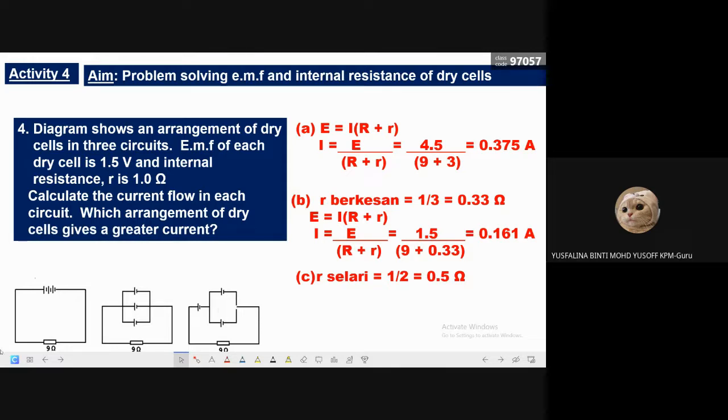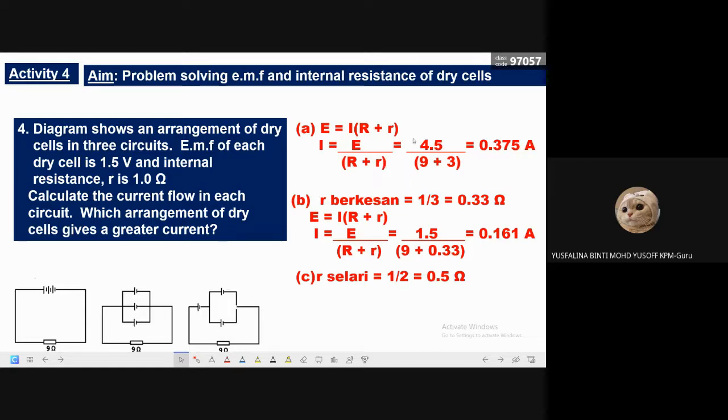Alright, so for the first one, they already give you E is 1.5, and the internal resistance is 1 ohm. And you can see they give you the resistance R is 9 ohm for the circuit. So for the first one, this is the formula, and they change it to I equals E divided by R plus r.